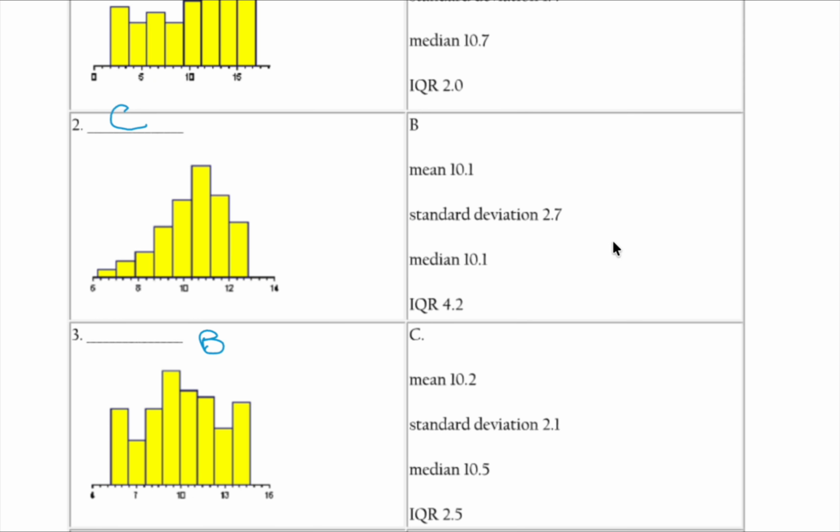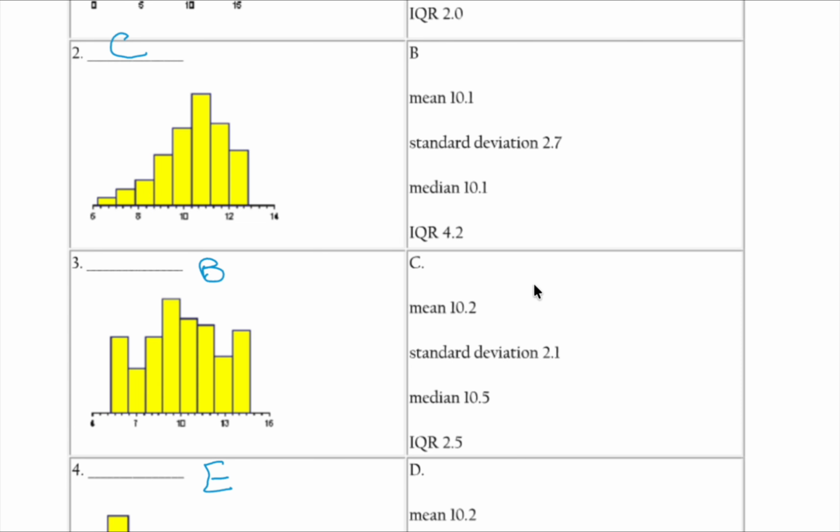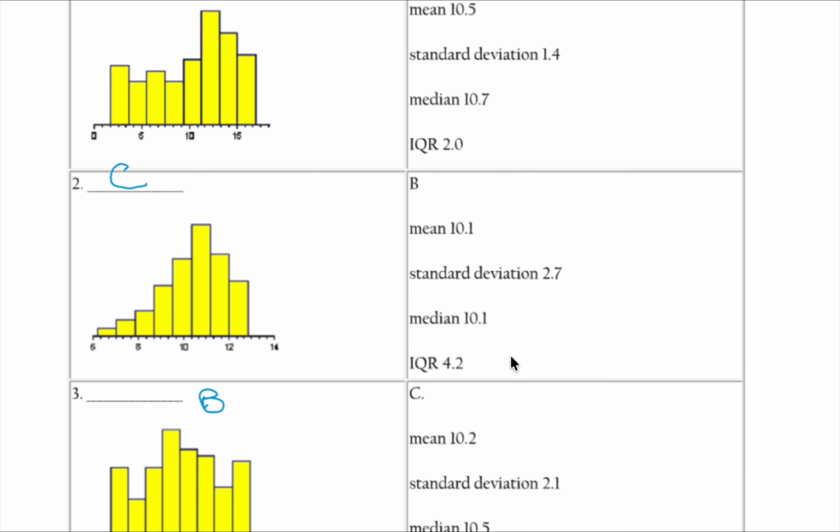And histogram 2 looks fairly symmetric and moderately spread, centered around about 10, I would say, like right here. For symmetric distributions, the mean and median should be close, and the spread should be moderate. Option C fits that exactly, and the mean and median are pretty close. You can see 10.2 and 10.5, and the standard deviation and IQR are reasonable for this. So histogram 2 matches C.